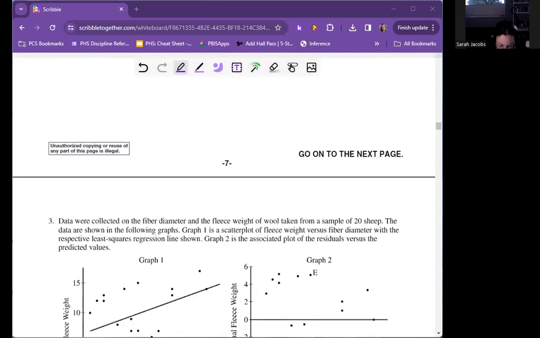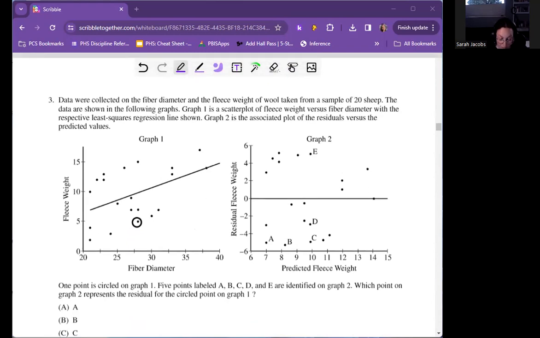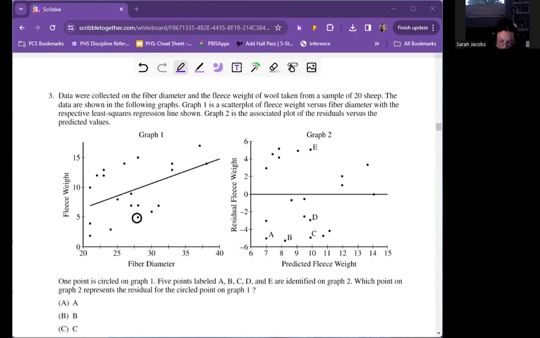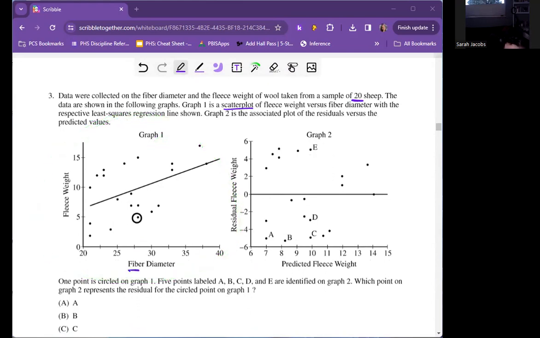Okay, onward. Number three. Data were collected on the fiber diameter and the fleece weight of wool taken from a sample of 20 sheep. The data are shown in the following graphs. Graph 1 is a scatter plot. So this is our scatter plot of fleece weight versus fiber diameter. Always check your headings, with the respective least squares regression line shown. So here's our least squares regression line. From that data, here's the line that it would create.